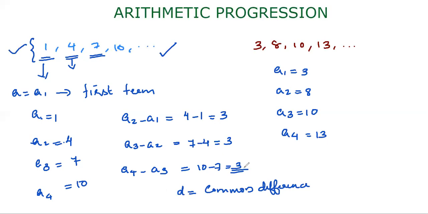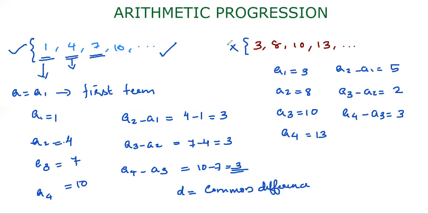Now we are going to the second sequence we have written here. You can calculate A2 minus A1 here. On calculating A2 minus A1, it is 8 minus 3, that is equal to 5. Now A3 minus A2 is 10 minus 8, that is equal to 2. Again A4 minus A3 is 13 minus 10, which is equal to 3. So here there is no constant difference between two consecutive terms. So we can say this is not an AP. Okay, that is the difference.